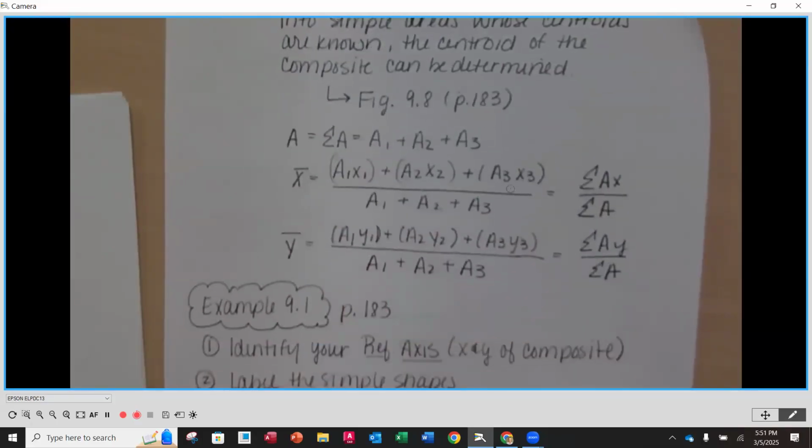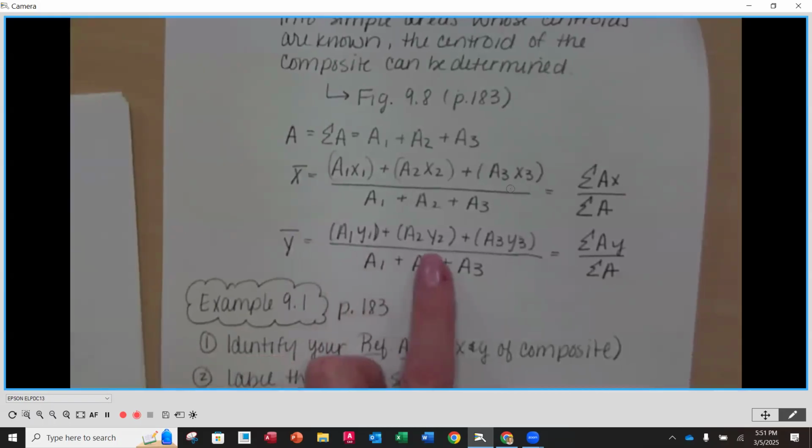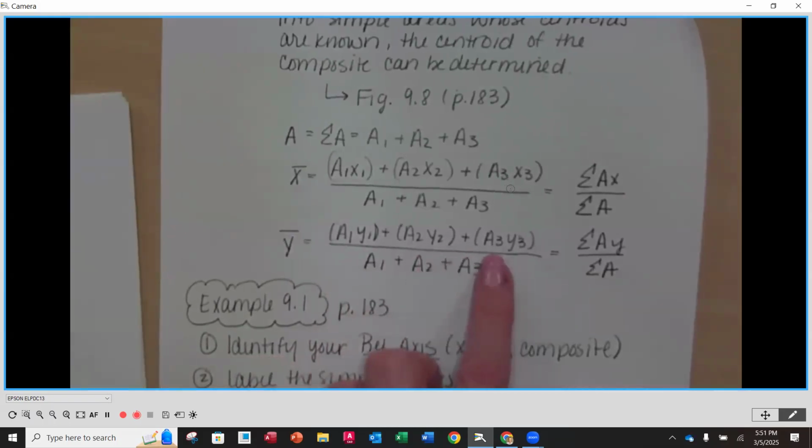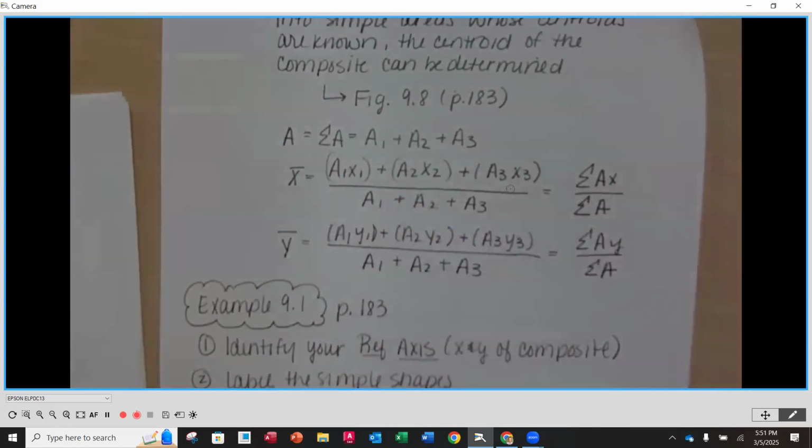Then we're going to do something very similar, but this time we're going to take the Y dimensions to the centroid of each one of the corresponding individual shapes. So we're going to take area 1 times Y1 plus A2 times Y2 plus A3 times Y3 and divide by the total area again to get the location of the Y bar. Now, what are X bar and Y bar? They are the location of the centroid on the complete composite. So when we get to the X bar, Y bar, that's going to be like our final answer for these problems. We want to find where the centroid is for these composite shapes.